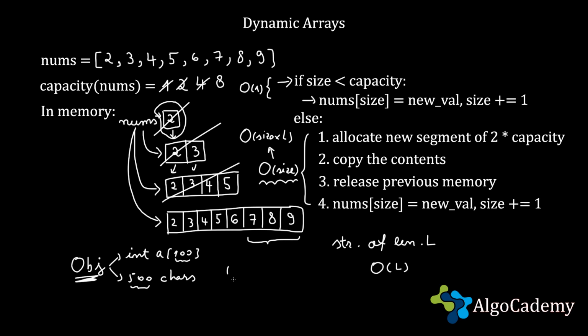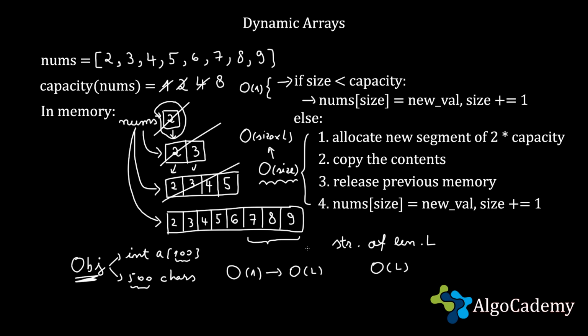So instead of big O of 1, which is the time complexity everybody knows it takes for an element to be pushed into a dynamic array, if you have, for example, a string like this, it's going to be big O of L actually. Or if you have another object, it will depend on the size of that object.